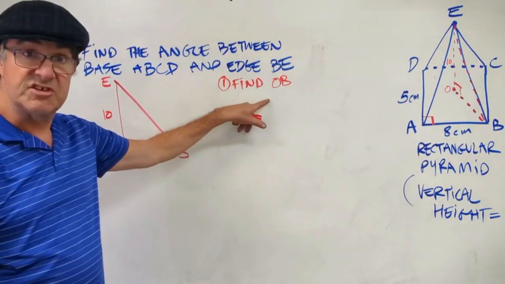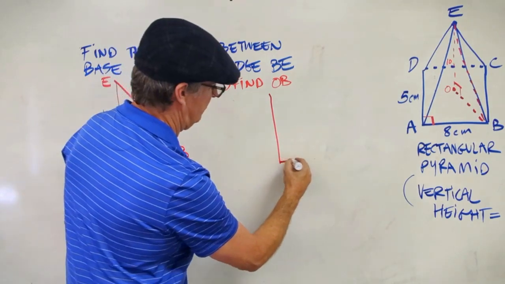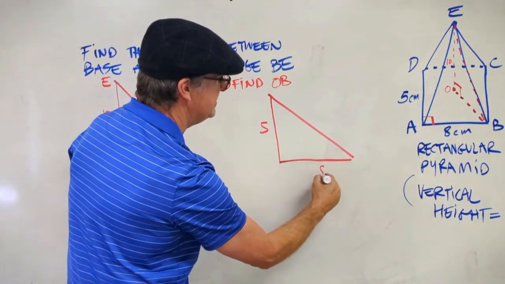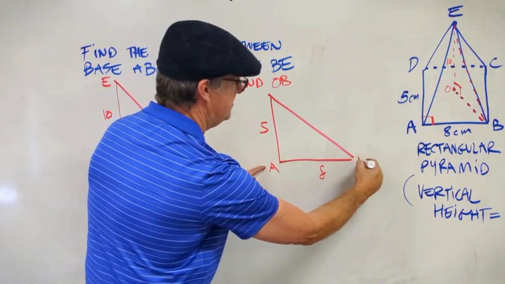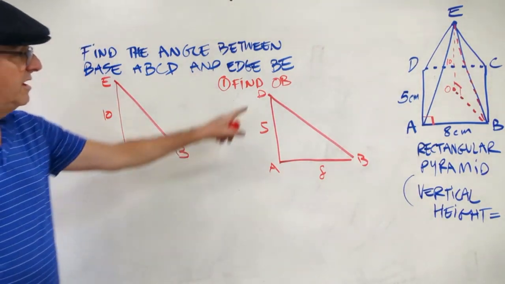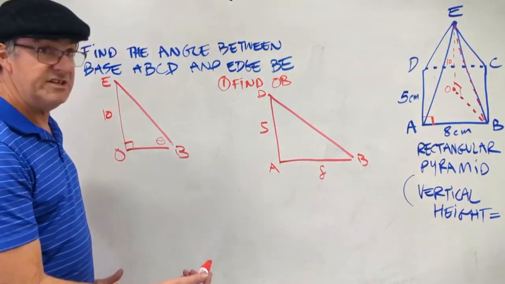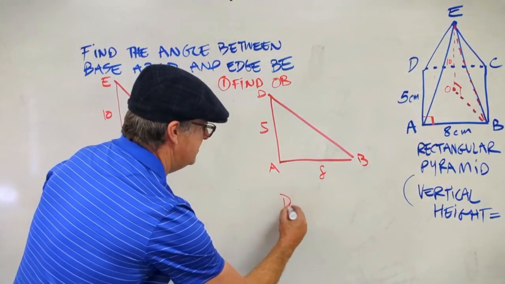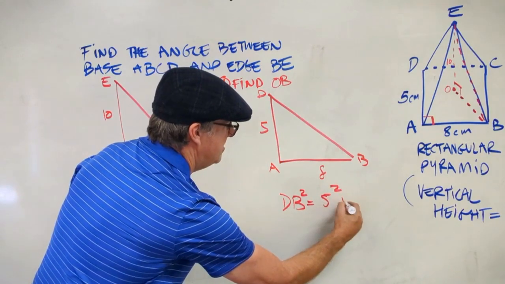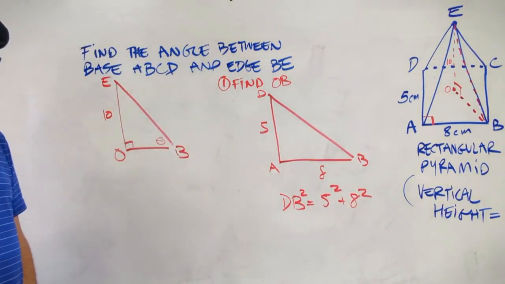So I'm going to go ahead and sketch that 2D diagram right here. We have our 5 and our 8. This would be A, this would be B, and this would be D. Okay? So DB is going to be found with Pythagorean theorem with this. So let's just do that. DB squared equals 5 squared plus 8 squared. So go ahead and pause the video and do that calculation.